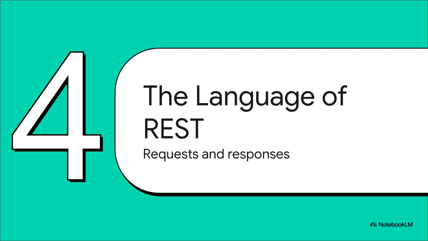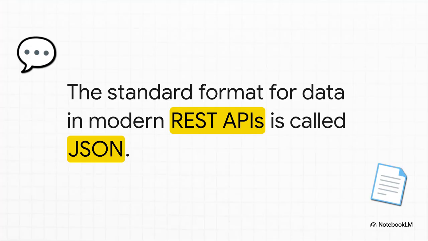Okay, so a good set of rules also needs a common language. I mean, if the waiter takes your order in English, but the kitchen only understands French, you're going to have a problem. Well, APIs need a shared language too. And for modern REST APIs, that language is overwhelmingly a format called JSON. That stands for JavaScript Object Notation. It's the format they use for everything, sending the requests and getting the data back.